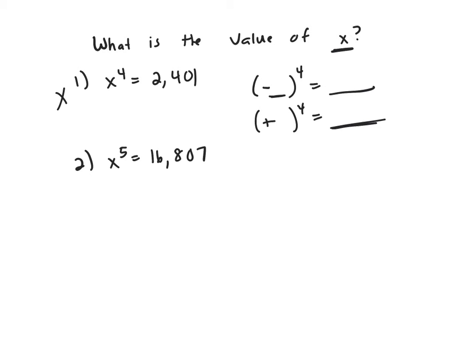For example, I don't know what the fourth root of 2,401 is, but let's say you had negative 2 to the fourth. That's 2 times 2 is 4, times 2 is 8, times 2 is 16. Negative 2 times negative 2 times negative 2 times negative 2 is positive 16. And you get the same thing if you have positive 2 to the fourth. So we don't know if x is positive or negative.